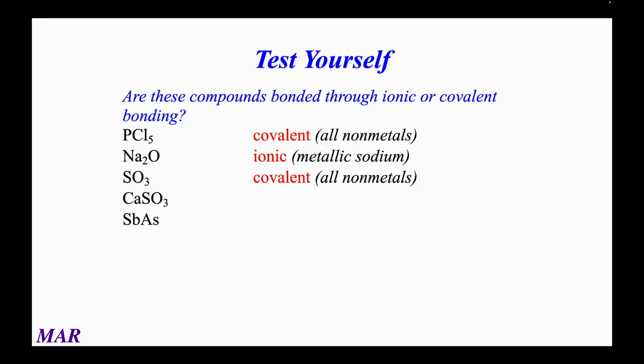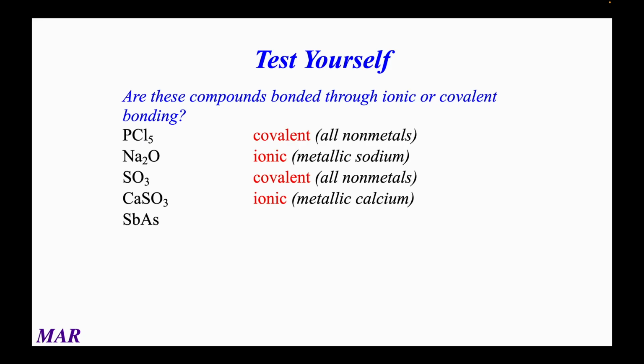SO3 2- is one of the ionic species that we saw with the polyatomic ions. So again, anytime for us anyway that you see a metal with anything else, it's going to be ionic. That calcium is going to make it be ionic. And this last one in here I threw in just for fun.